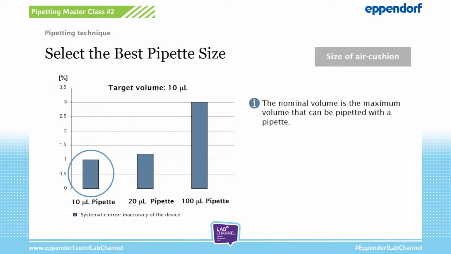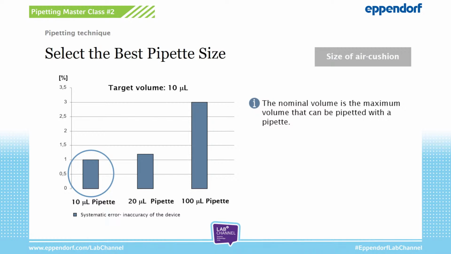Let us first have a look at selecting the most suitable pipette size. In the example here on the left, 10 microliters should be pipetted with an air cushion pipette. The diagram shows the systematic error of the pipettes used for the pipetted volume in percent. The systematic error describes the accuracy of the device. In addition to a pipette with a nominal volume of 10 microliters, pipettes with 20 and 100 microliter nominal volumes are also used. And the nominal volume describes the maximum volume that can be pipetted with the respective pipette.